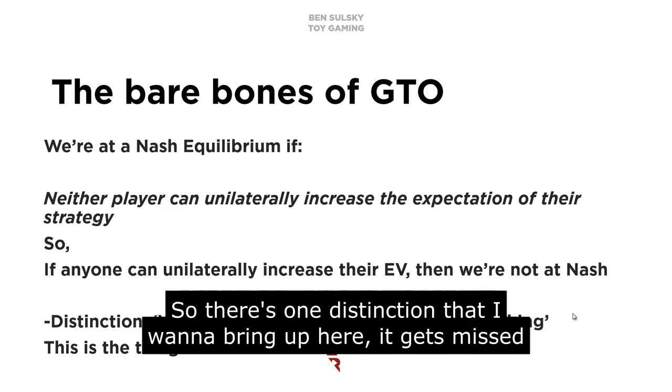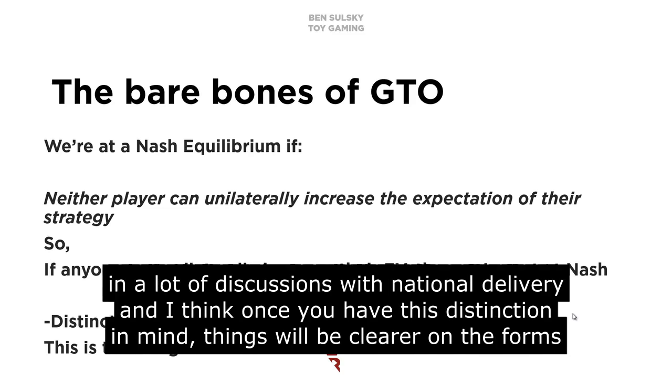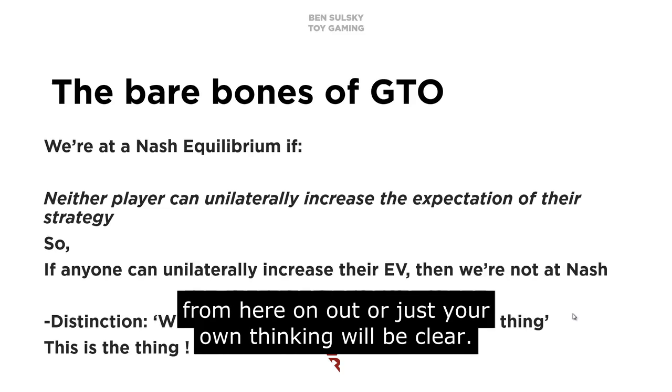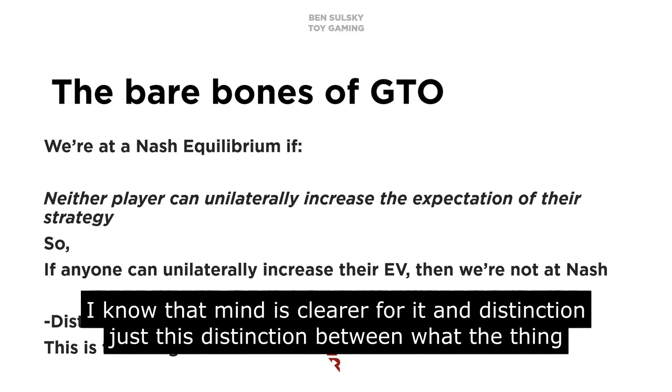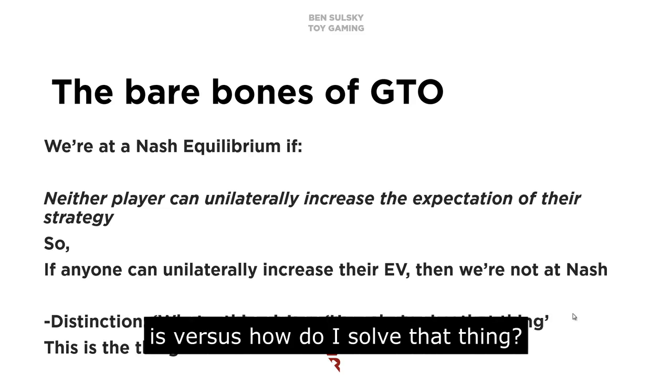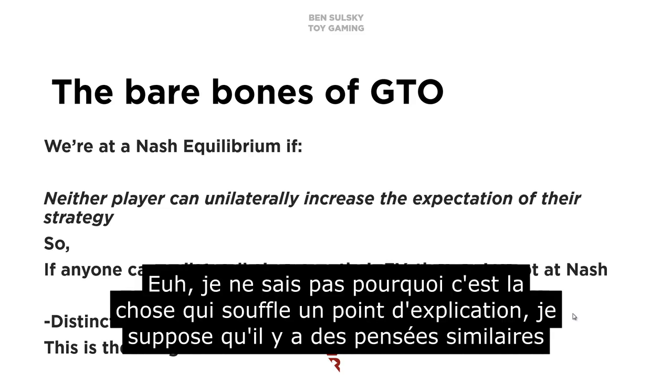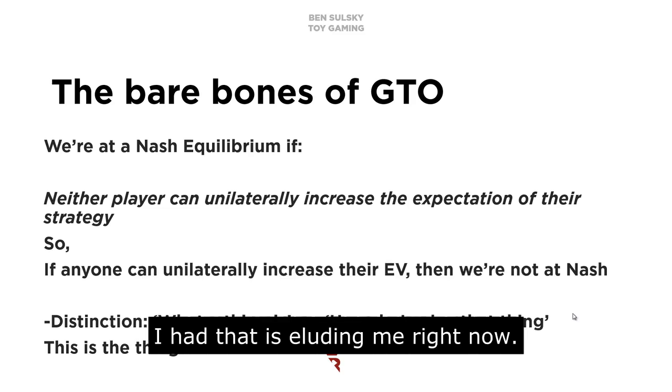So there's one distinction that I want to bring up here that gets missed in a lot of discussions of Nash equilibrium. I think once you have this distinction in mind, things will be clearer on the forums from here on out, or just your own thinking will be clearer. I know that mine is clearer for it. And the distinction just is the distinction between what a thing is versus how do I solve that thing. I don't know why I wrote this is the thing below that with an exclamation point. I assume there's some thought I had that is eluding me right now.